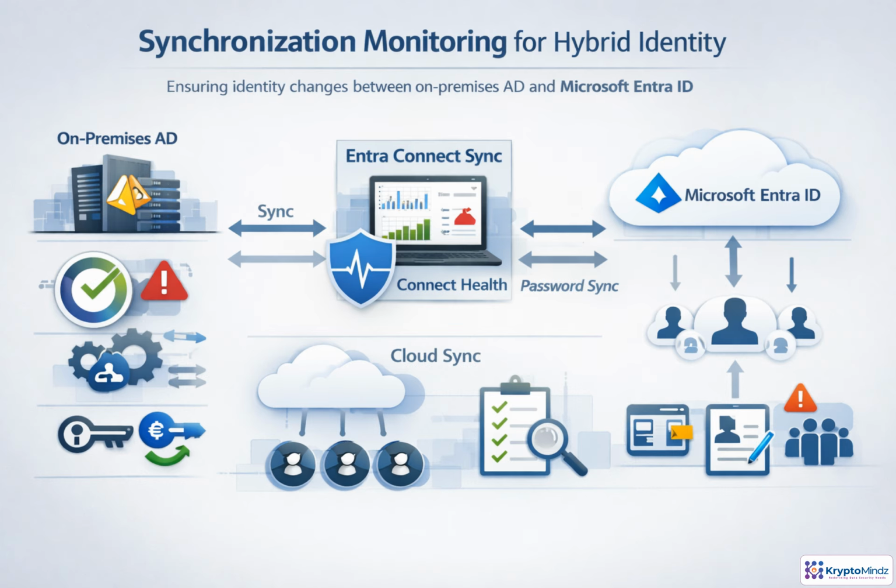With Entra Connect Sync, Connect Health helps surface service health and sync failures. With Cloud Sync, watch agent status, provisioning logs, scoped objects, and configuration health. Treat failures as urgent. A broken sync path can block onboarding, delay access changes, disrupt group membership, or prevent password updates from reaching the right place.